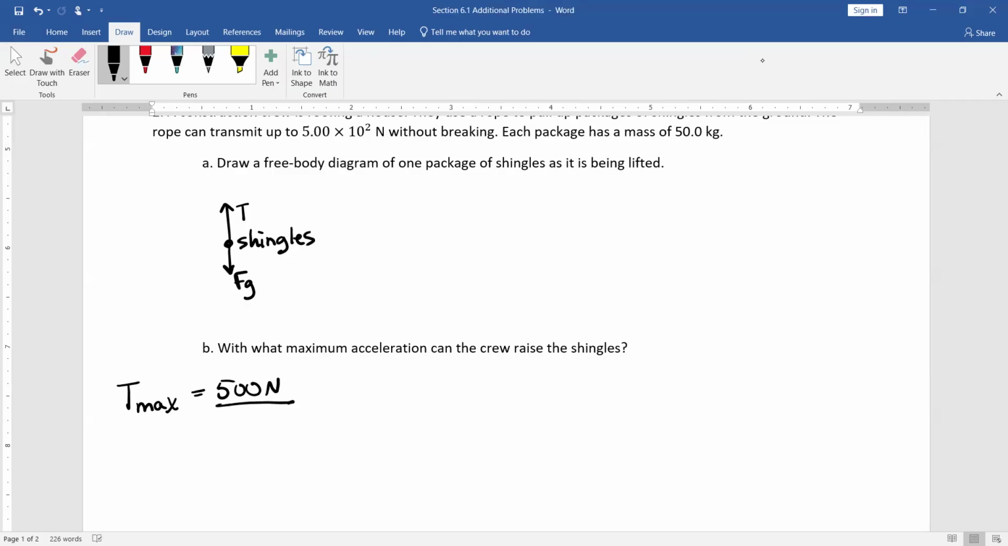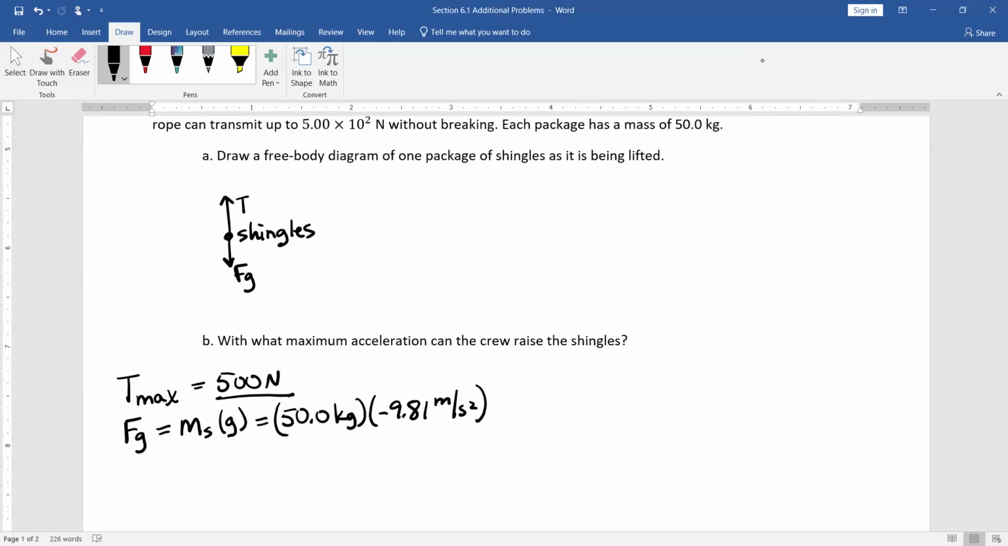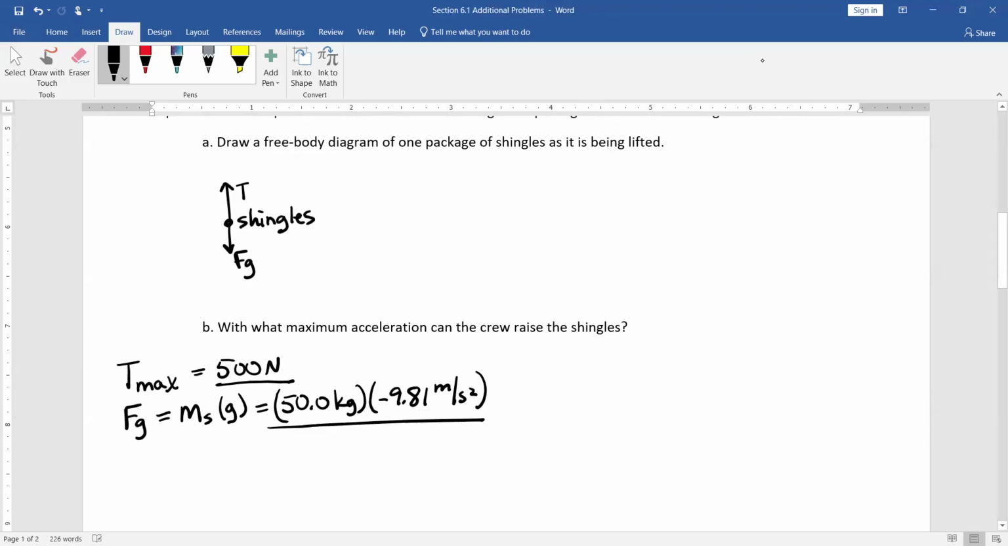And then, of course, looking at our diagram, we have the force of gravity. Remember, gravity is an acceleration, not a force. So we have to take the mass of the shingles, just call it MS, times gravity. So this is the 50.0 kilograms times negative 9.81 meters per second squared. And so that's going to give us our force of gravity. I'm just going to leave that like that for now.